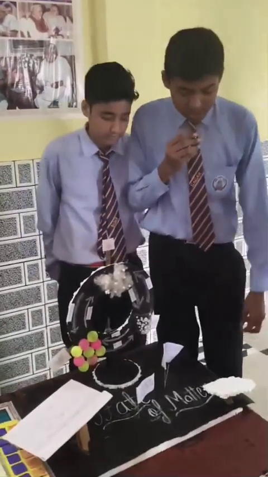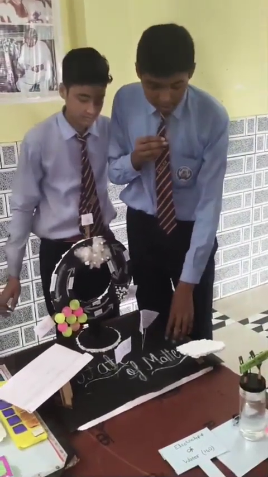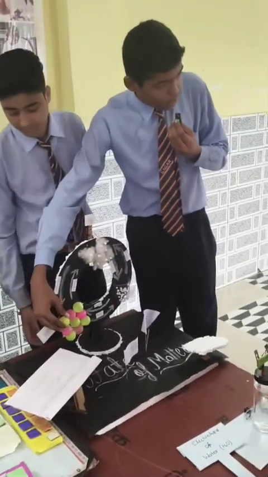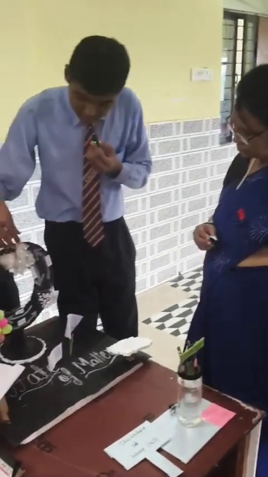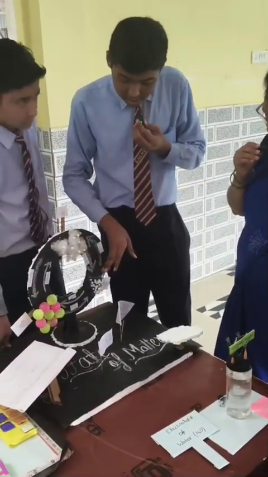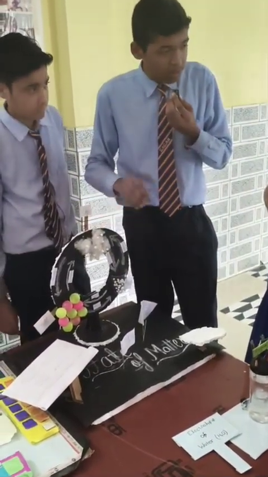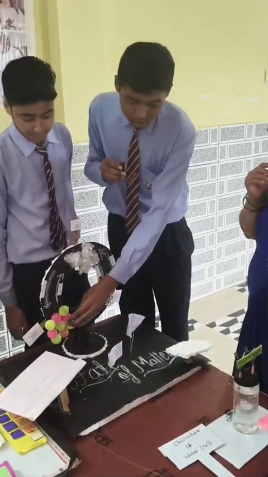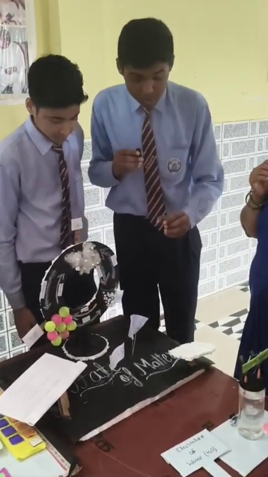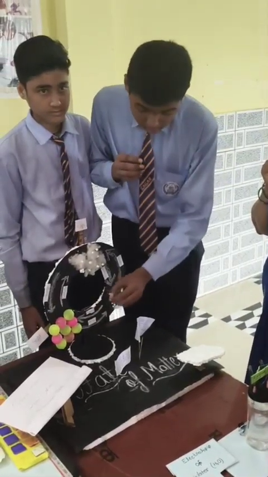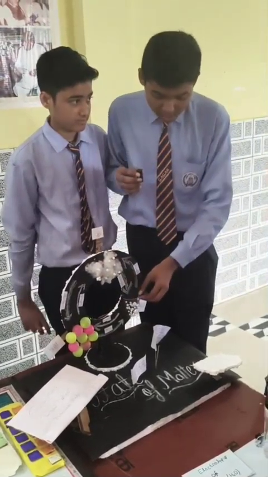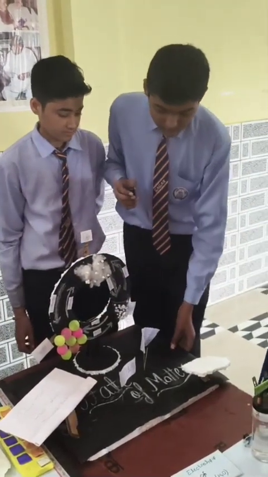Ma'am, we are here to present this states of matter project. In this project, we showed how a solid has high density, a liquid has less density, and a gas has minimum density. In a solid, the space between atoms is very low, in a gas the space is very high, and in a liquid it is medium.